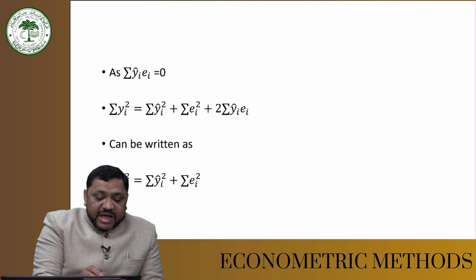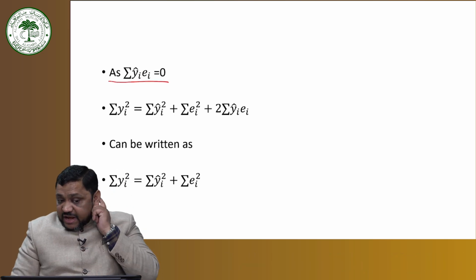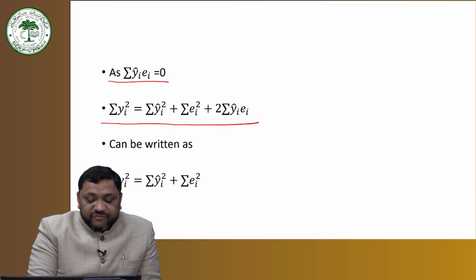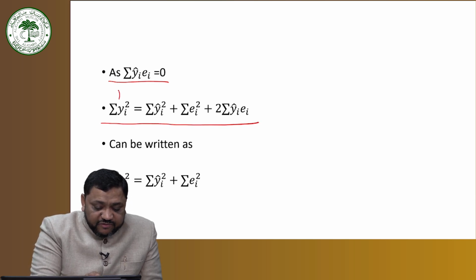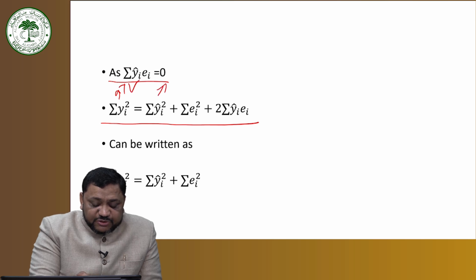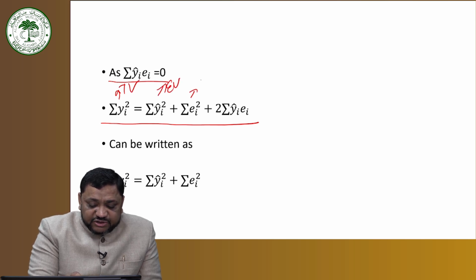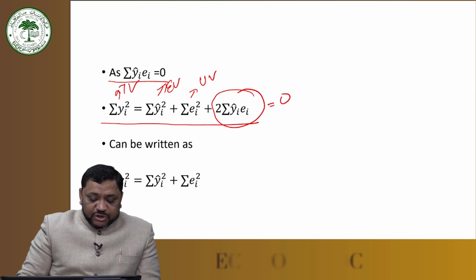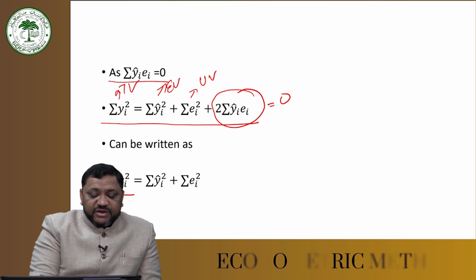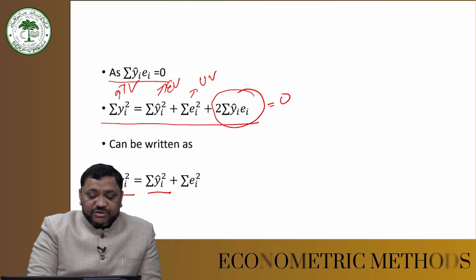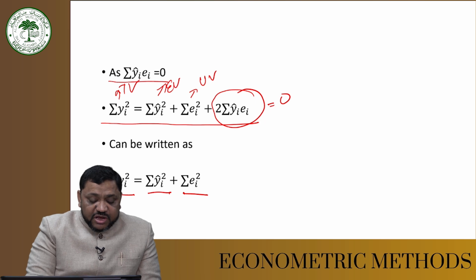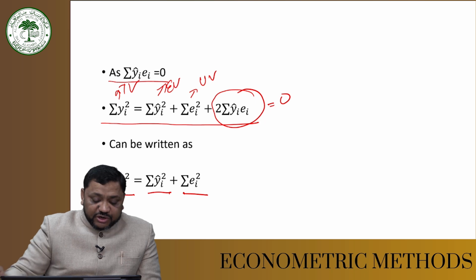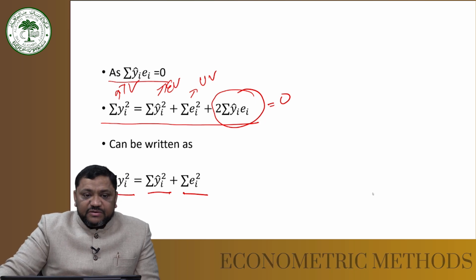Now, as the summation yi hat ei is equal to 0, when we have this equation, this is the total variation, this is the explained variation, and this is the unexplained variation, and this term becomes 0. So we can write it like this: the total variation is equal to the explained variation plus the unexplained variation, that is summation small y square is equal to summation small y hat square plus summation e square.